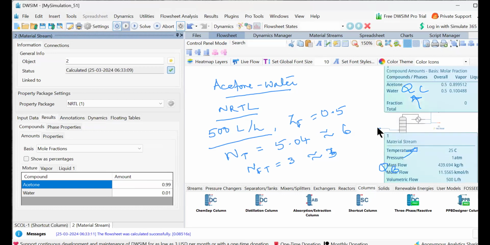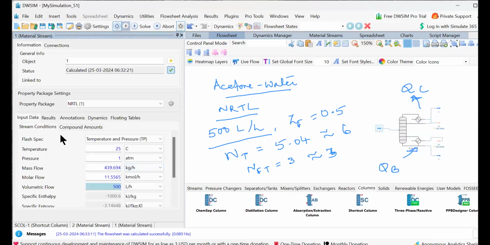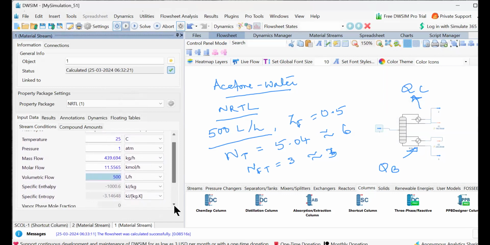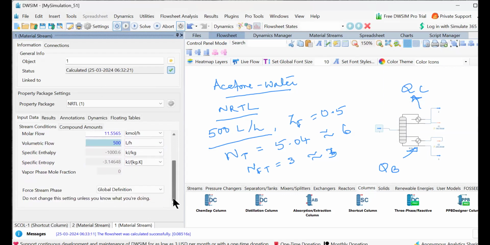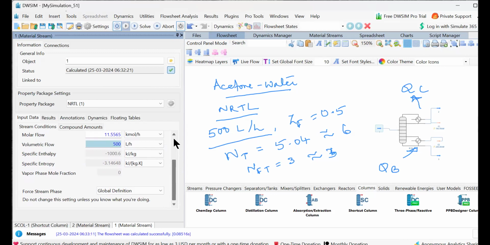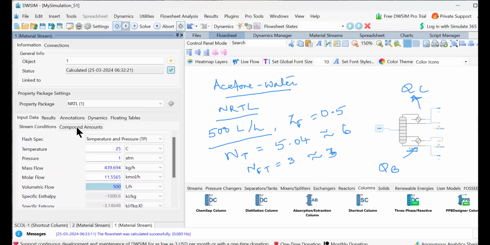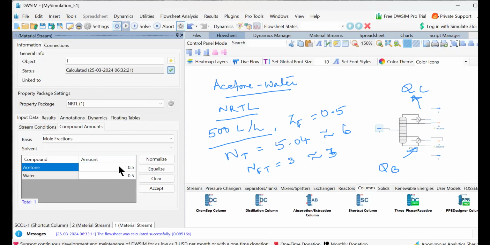In the feed, as I've told you, I have not mentioned anything about the composition, but my intention is to take 500 liters per hour. For the 500 liters per hour, how many kg per hour and kilomoles per hour it is calculated. Vapor phase mole fraction is 0, that is what is selected here. That means it is completely liquid. The compound amounts by default are 50 and 50. So for this, what are the QB and QC? You need to actually look at the situation.